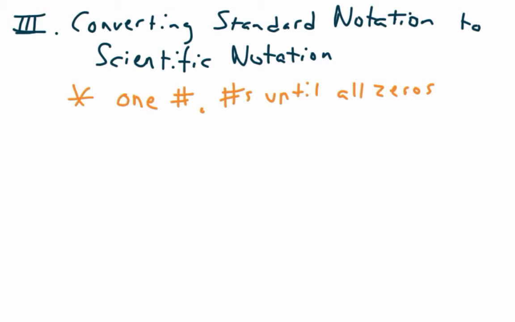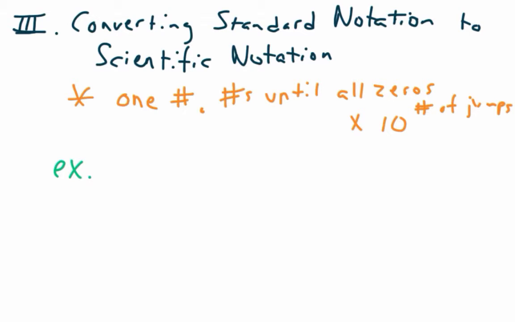And this will make a little bit more sense in a second, but one number, point, then you write the numbers until you get to the zeros, and that'll be times 10 to the number of jumps. That'll make a little bit more sense when we do a few examples. So I have a couple examples written down, then we'll be done.